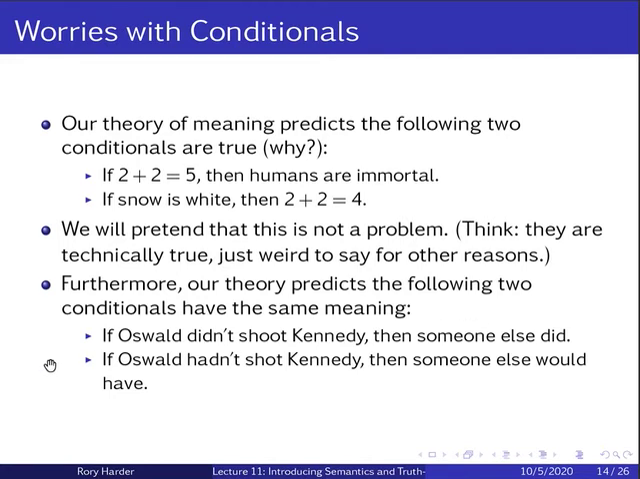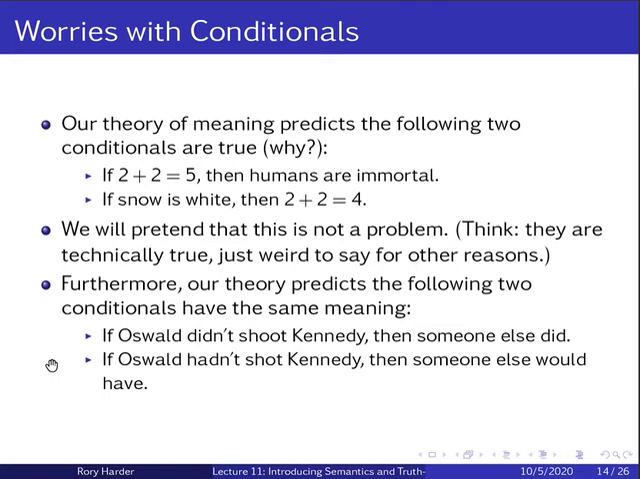But now, in contrast, consider this other conditional. If Oswald hadn't shot Kennedy, then someone else would have. Now, this sentence is one which is only accepted by people who believe in the conspiracy theory that there was another shooter. Because if you think there was another shooter, then you think that if Oswald hadn't pulled the trigger himself, then this other person, the other shooter, still would have shot Kennedy. But if you do not believe the conspiracy theory, you'd think that if Oswald hadn't shot Kennedy, then no one else would have. Kennedy wouldn't have been shot.